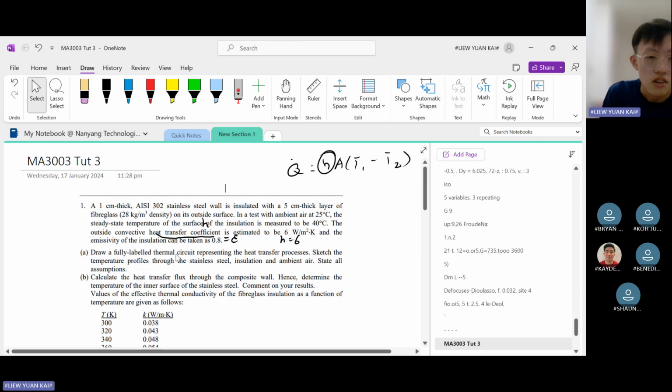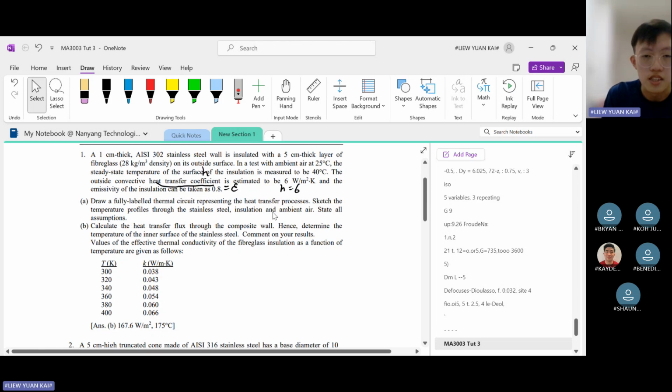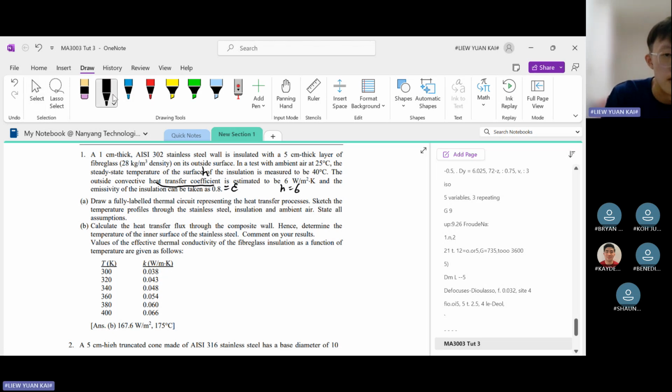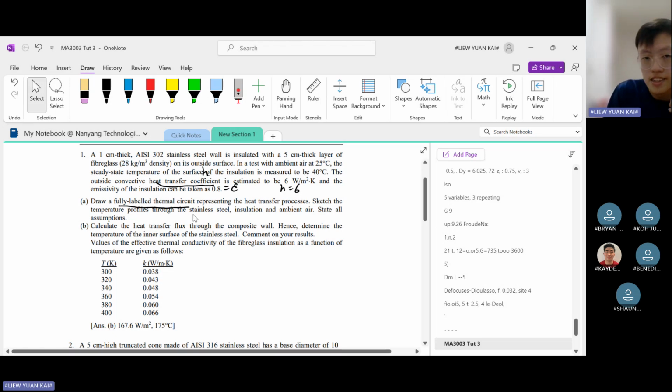Draw a fully labeled thermal circuit representing the heat transfer processes. Sketch the temperature profiles through the stainless steel, insulation, and ambient temperature. State all assumptions. So let's go with the first question. They tell us to draw a fully labeled thermal circuit. So we have to understand what a thermal circuit is. This circuit is a reference to electrical circuits, which is very similar to what we studied previously.